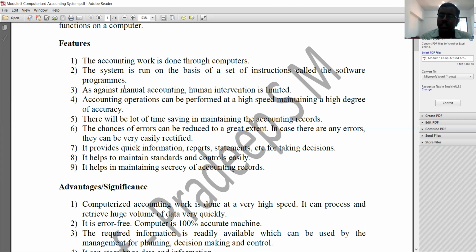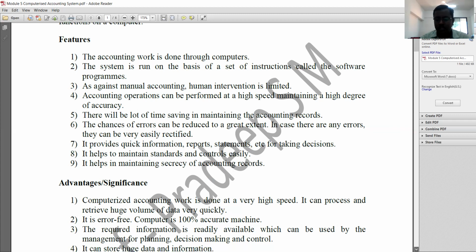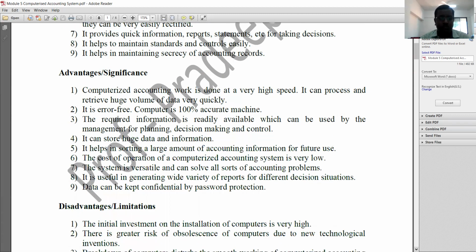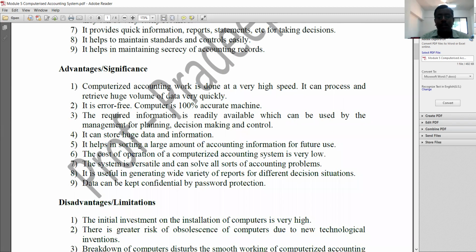There is not much difference between the features and advantages of a computerized accounting system. The only thing is you should present the statements properly. Understood? So let's see what the advantages of this computerized accounting system are. First, computer accounting work is done at a very high speed. As we all know, we can do it very fast, very quickly. That is the first advantage.